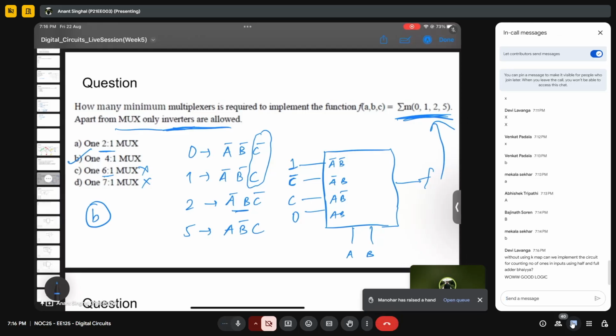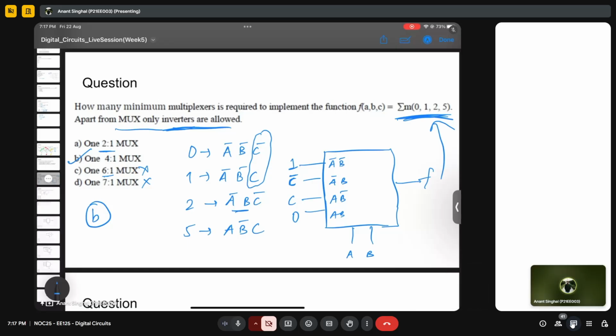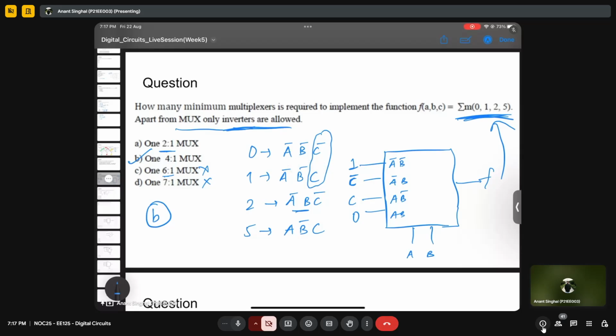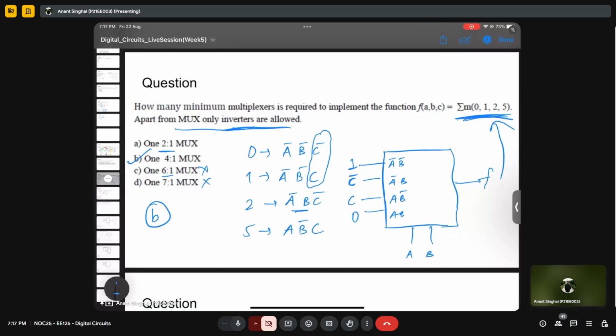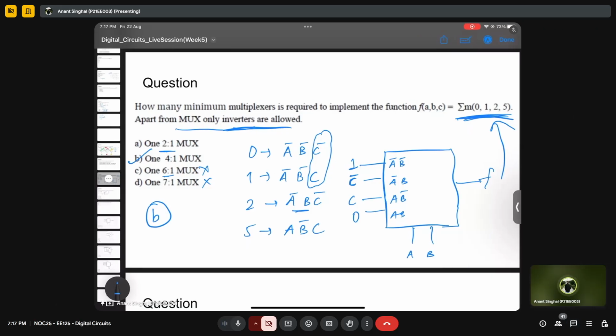Without using, can we get that? Yeah, so full adder and half adder are not universal circuits. So multiplexer is a universal circuit. You can implement anything using a multiplexer. Like you can implement a half adder using a multiplexer, something like that. So yeah, I hope you can understand that. Okay, let's move forward.